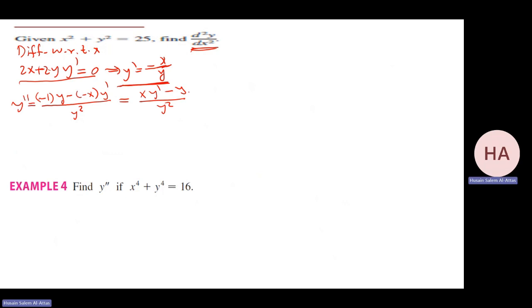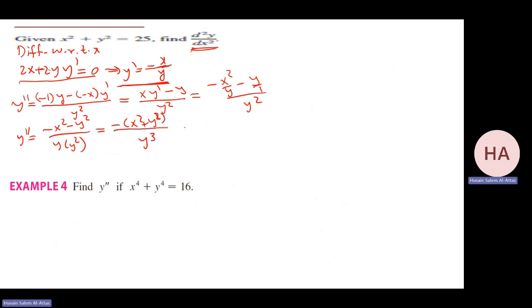I plug in y prime again, so that gives me what? Minus x squared over y minus y over y squared. Now I simplify the function. From this relation, I have y double prime is minus x squared minus y squared over y times y squared. In other words, it's minus x squared plus y squared over y to the power 3. Notice this is the same as the problem. So x squared plus y squared is what? 25. That will be the final answer.